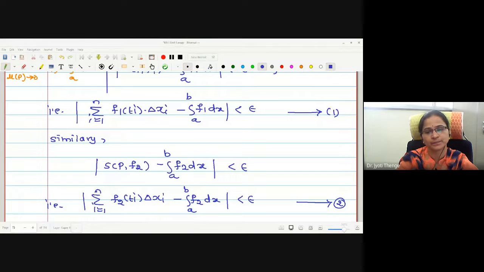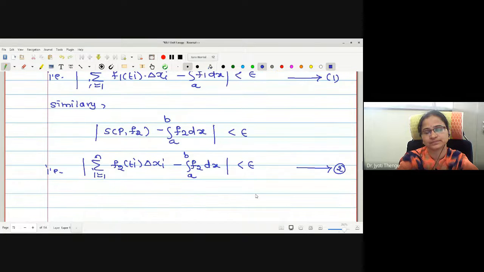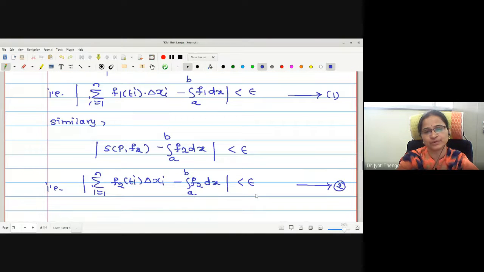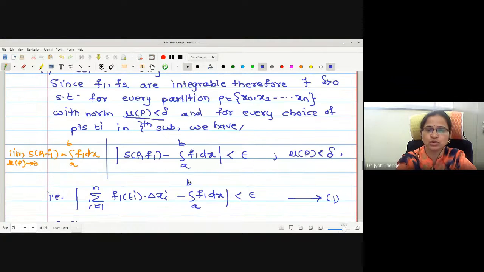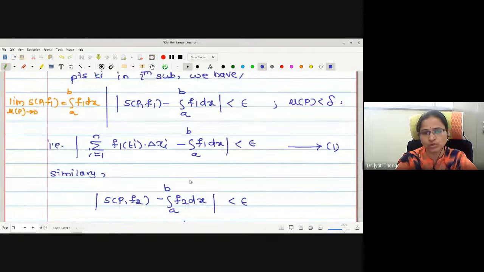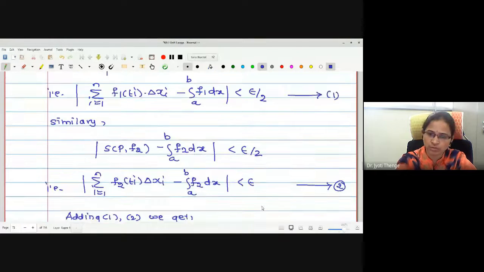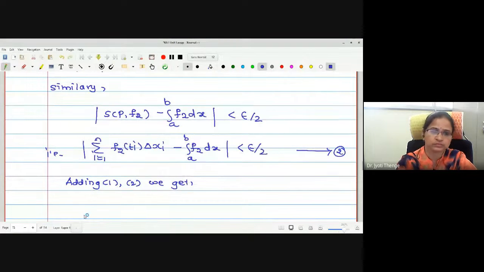What will be our S(P, f)? F is f1 plus f2. Let me write it afterwards. Now, first job I will do is adding these two inequalities. What we get if I am adding these two? Adding these two, I wanted to convert it to less than epsilon. For that, I'll just adjust the epsilon value to epsilon by 2. Let me just add it.